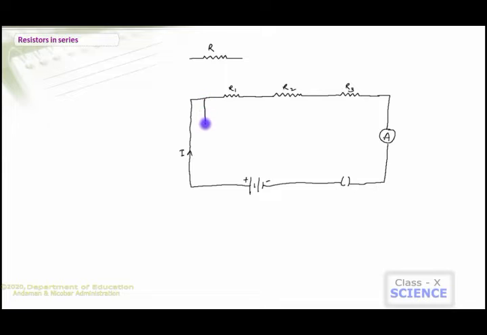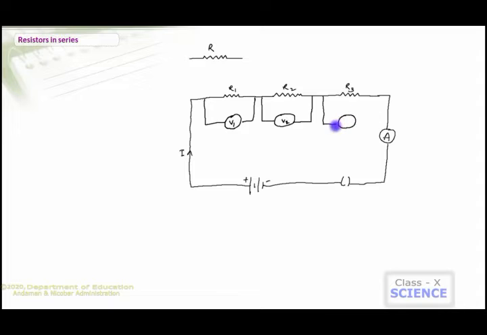If we connect a voltmeter across R1, then that will be the potential difference V1. If we connect a voltmeter across R2, that will give you the potential difference 2, that is V2.